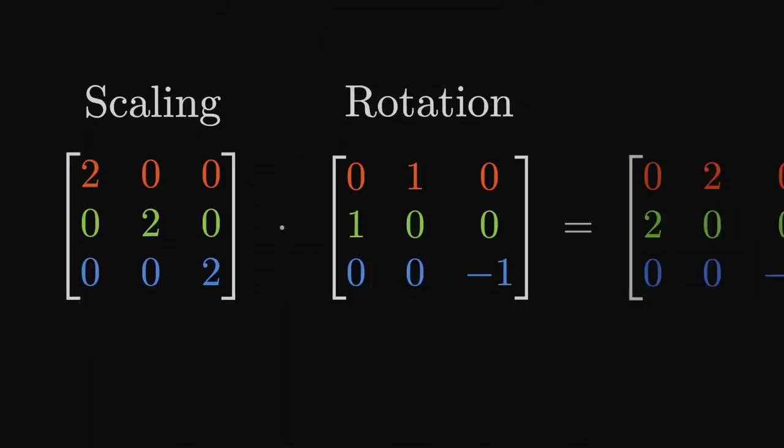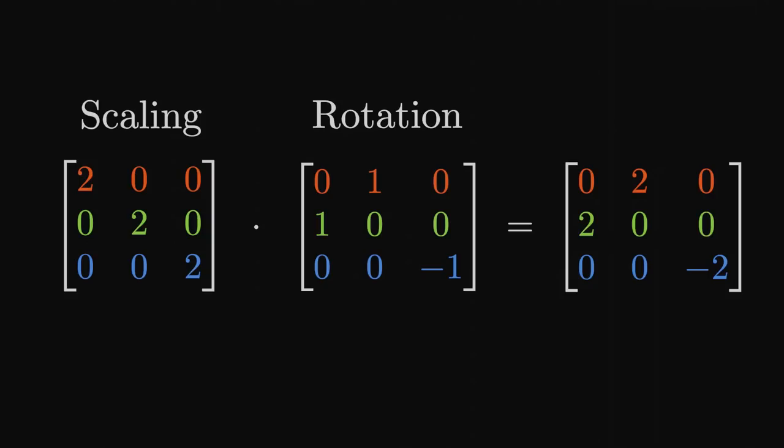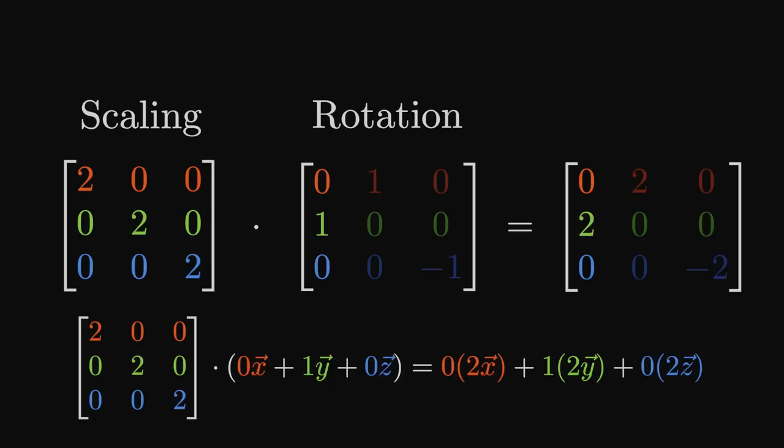The combined version looks just like we would expect, and we can arrive at it by applying the scaling transform to the rotating transform's vectors. For example, here's how the redefinition of x is transformed. Similarly, the redefinition of y. And then the redefinition of z.